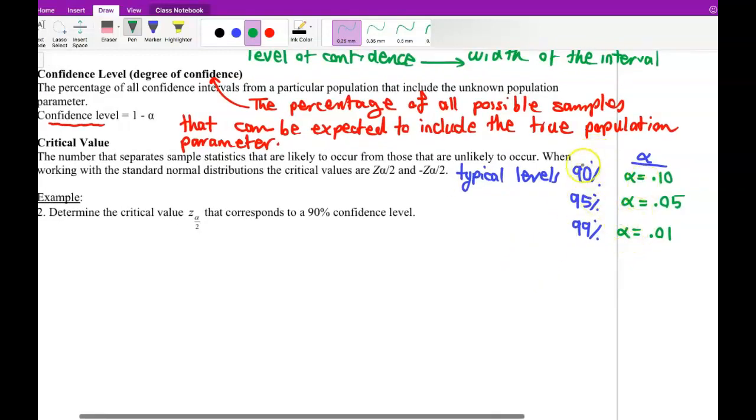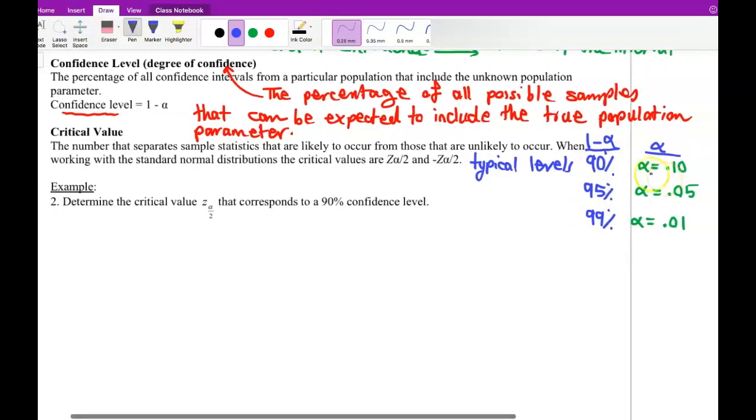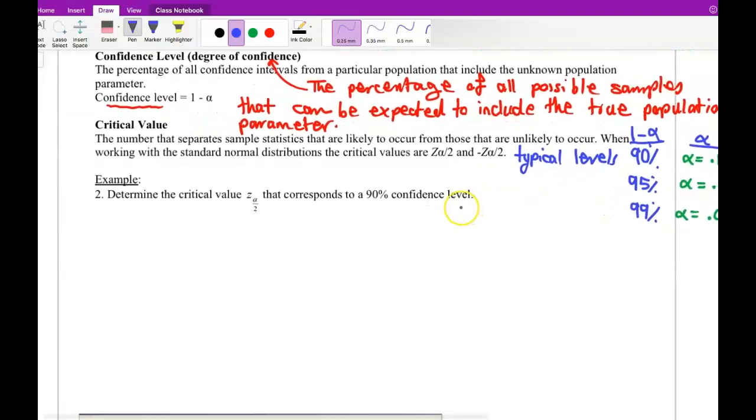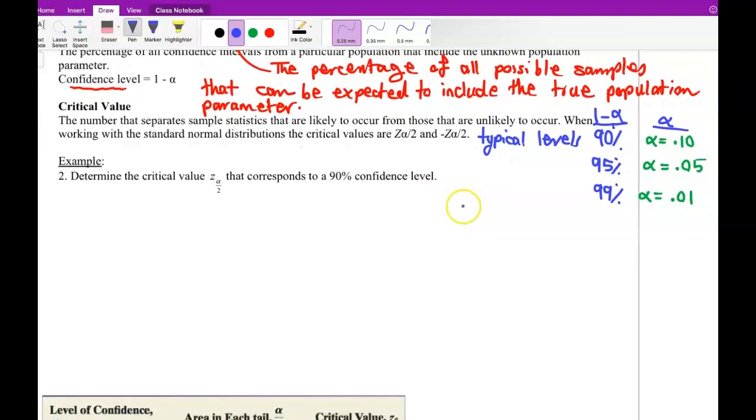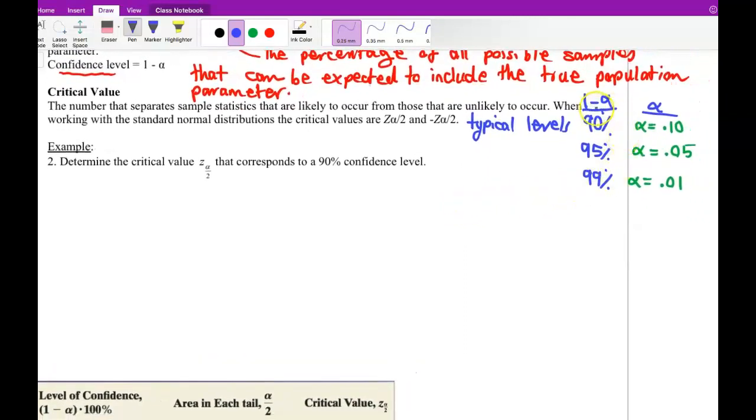And how we have that is because in this column we have 1 minus alpha, and on this side we have alpha. So 1 minus 90% is equal to 10%, and that is alpha. Or vice versa, 1 minus this number is 90%, or 1 minus this number is 90%.